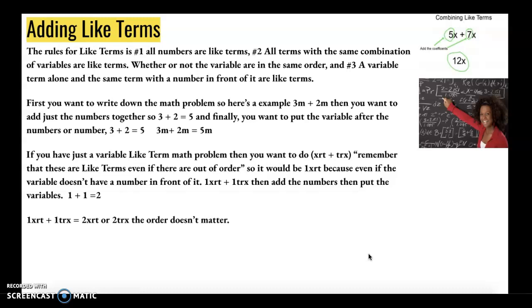If you have just a variable like term math problem, then you want to do, for example, xrt plus trx. Remember that these are like terms even if they're out of order. So it would be 1xrt, because even if the variable doesn't have a number in front of it, it still has 1. So 1xrt plus 1trx. Then add the numbers together, then put the variables. So 1 plus 1 equals 2. So 1xrt plus 1trx equals 2xrt or 2trx. The order doesn't matter.